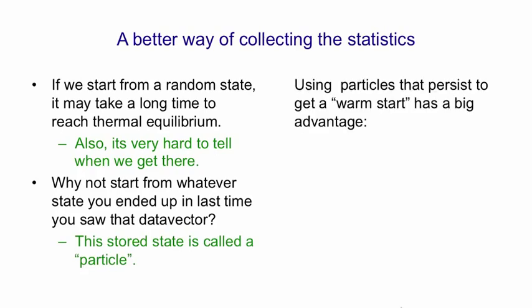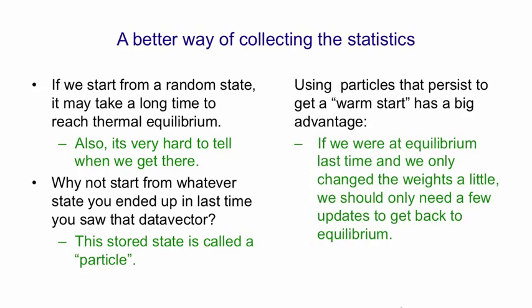Using particles that persist gives us a warm start, and it has a big advantage. If we were at equilibrium before, and we only updated the weights a little bit, it'll only take a few updates of the units in a particle to bring it back to equilibrium. We can use particles for both the positive phase, when we have a clamped data vector, and for the negative phase, when nothing is clamped.